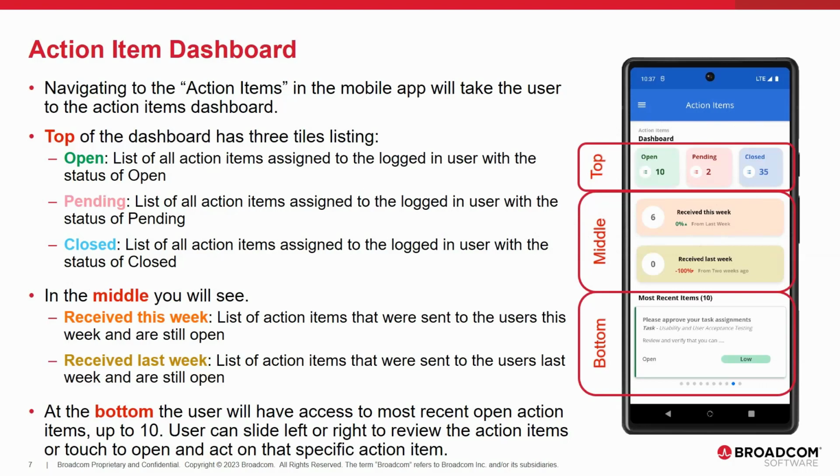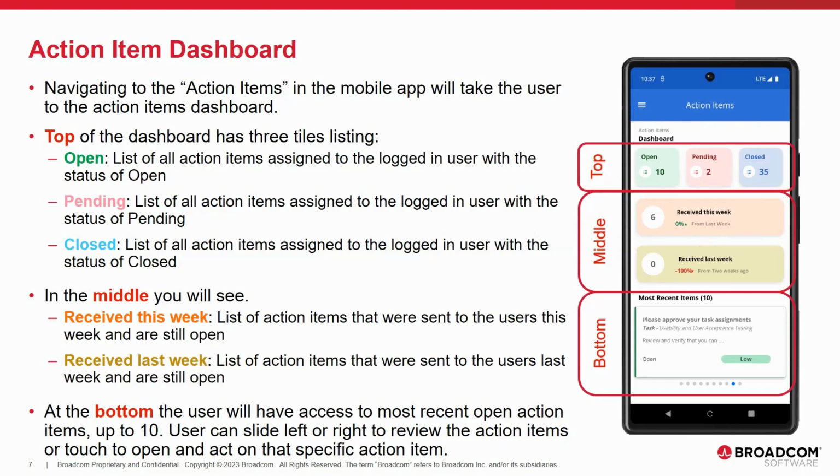There will also be a matrix that will display indicating how many action items were received in a percentage comparison to the previous week. So this week will give a comparison between the current week and the previous week, and the received last week will do a comparison of last week with the week prior to that.